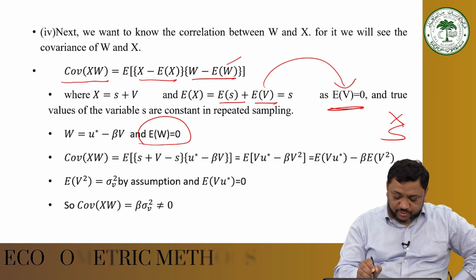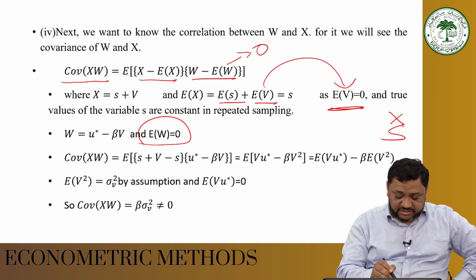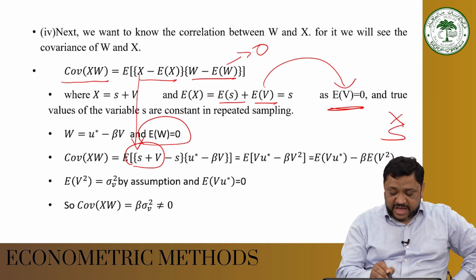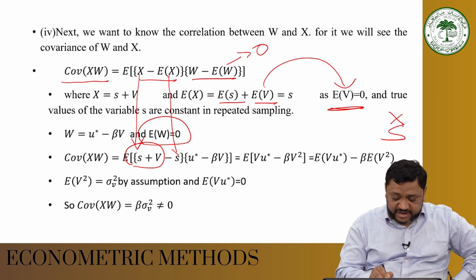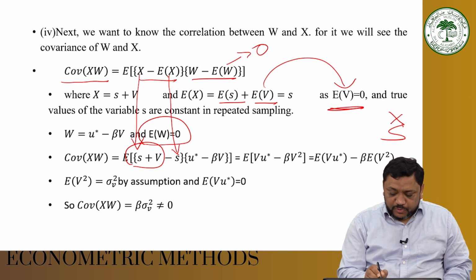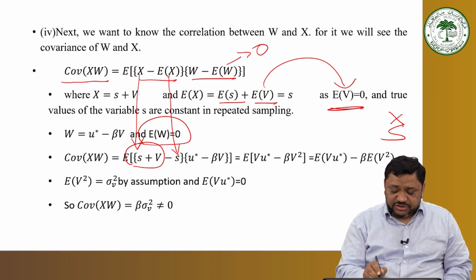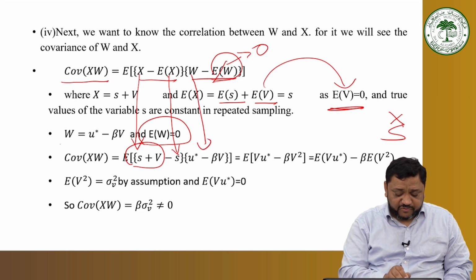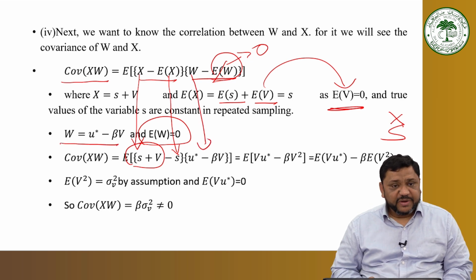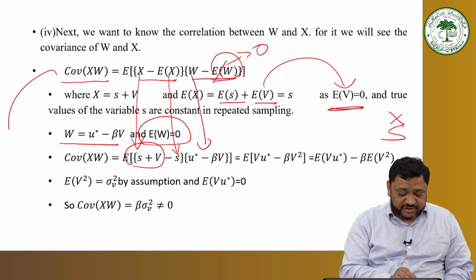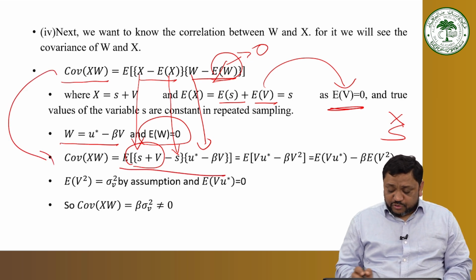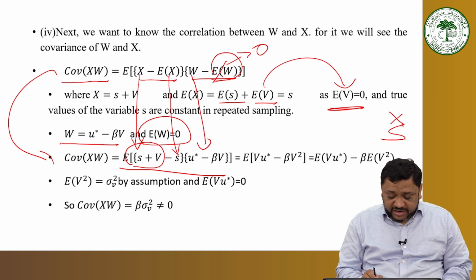Expected value of w is equal to 0, and this x, you can write it in the form of this, and expected value of x we can write it like this. Your expected value was 0, so this goes away, and w we can write it in this form. Why? w is nothing but u asterisk minus beta v. So from this equation we get this equation. Now we do the cross multiplication and we can write it in this format.